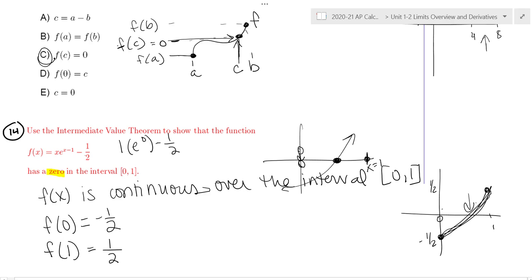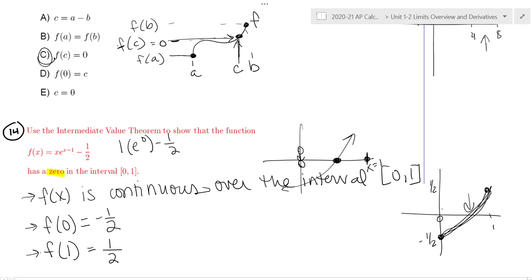So we need to be able to justify this mathematically, and when we justify things mathematically, we have to be able to prove beyond any kind of speculation. It needs to answer all the but what ifs. The first but what if is, what if there's a jump discontinuity, or a hole or an asymptote? I answered that already. f of x is continuous. But what if the values aren't below and above 0? I answered that already. f of 0 is negative 1/2. f of 1 is 1/2.